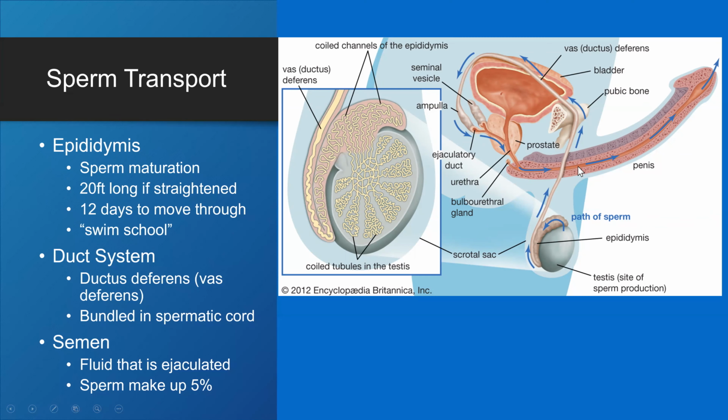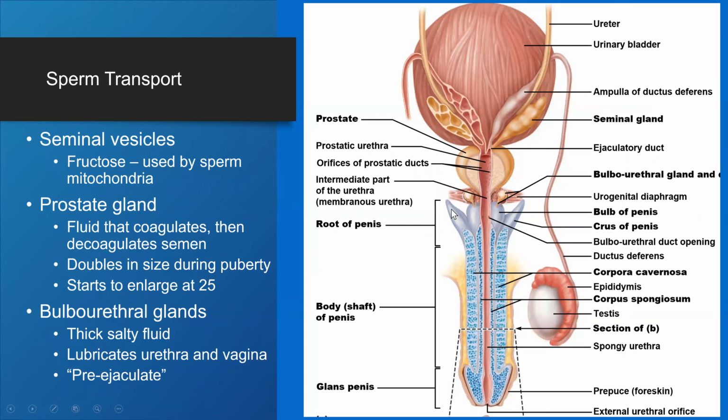and then urethra. Now, semen is a fluid that is ejaculated, and sperm makes only 5% of that semen. The rest will be fluid from these accessory glands: seminal vesicles, prostate, and a little bit from bulbourethral gland. However, bulbourethral glands are mostly for lubrication, so they produce a mucousy substance.